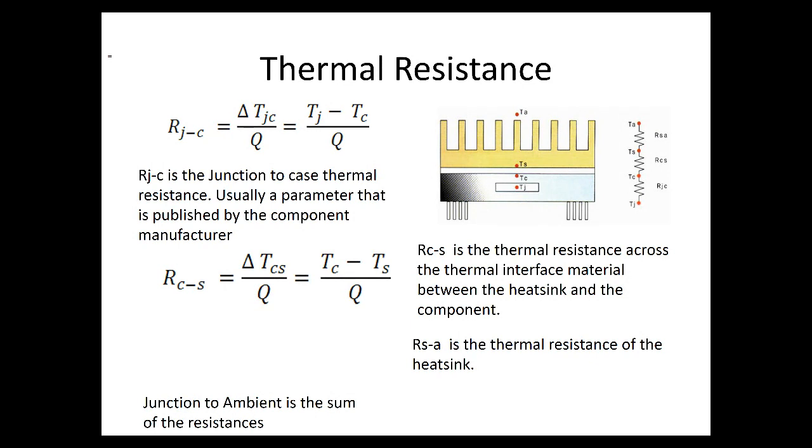If we go to case to sink, again, we need a temperature difference between the case and the sink for that heat to flow, and of course we divide by Q, the heat through this section. So temperature of case minus temperature of sink, divided by Q. Then from the sink to ambient, what is the thermal resistance? The difference in temperature: temperature of sink minus temperature of ambient, divided by the heat flowing through.